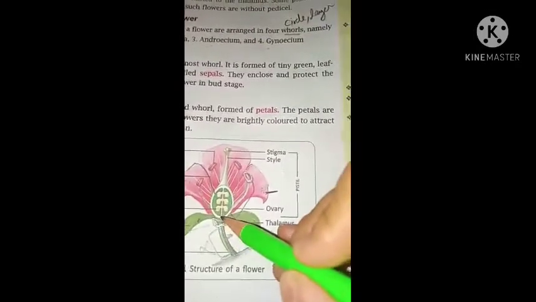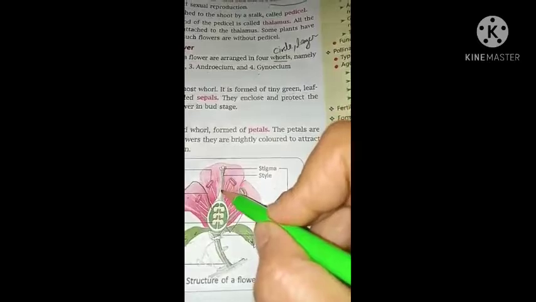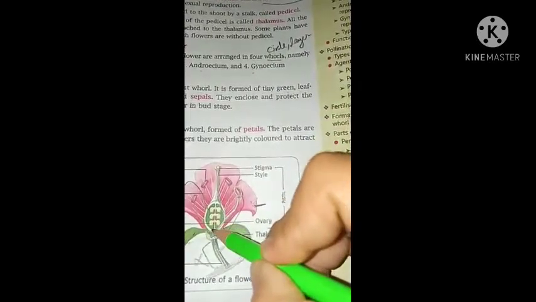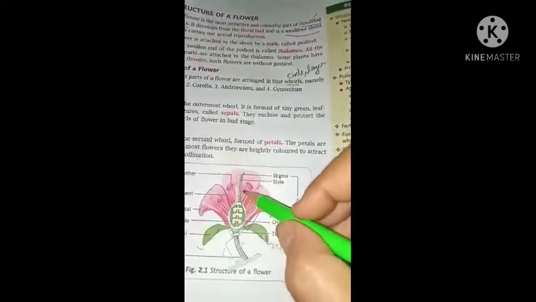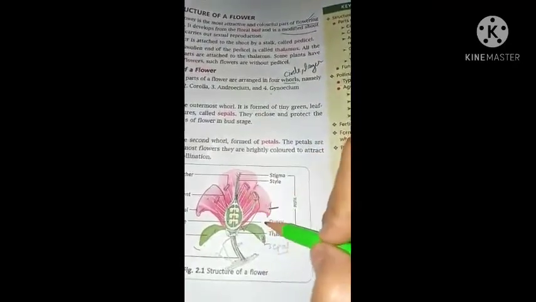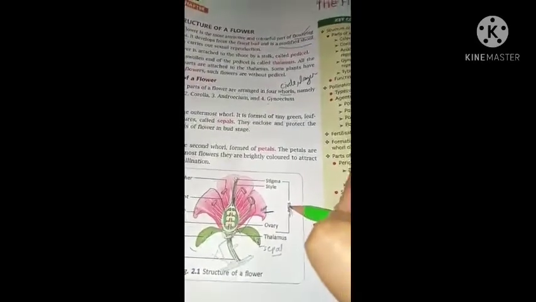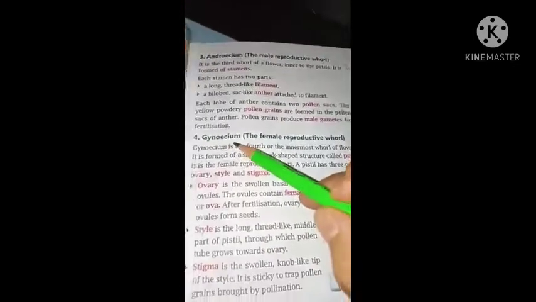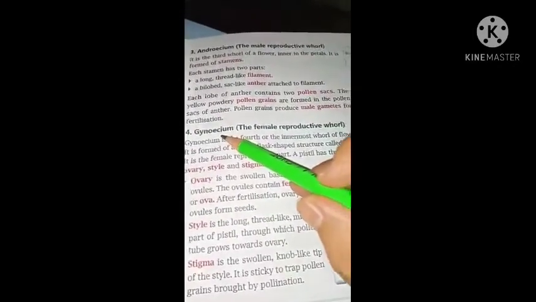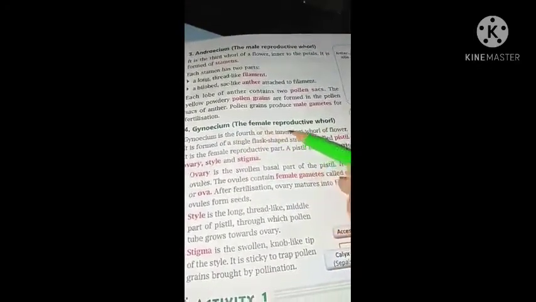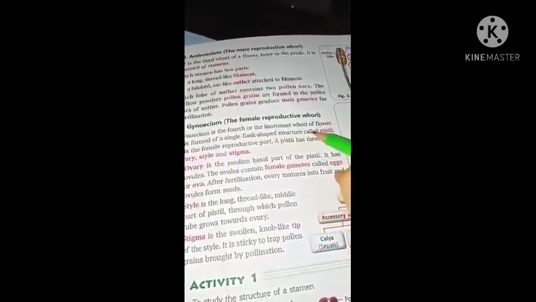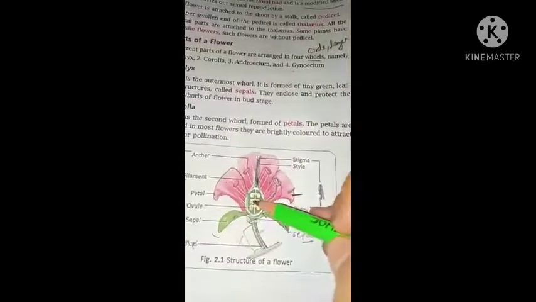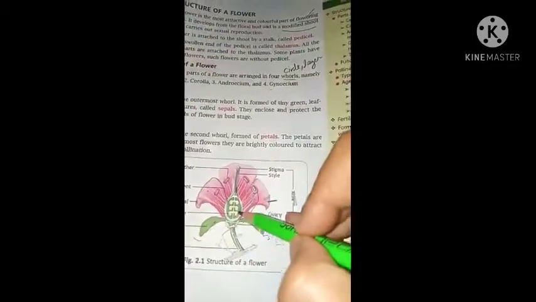Gynoecium, here in this flower you can see this one structure in the center. This structure in the center is called gynoecium. It is the female part of a flower. Each part of gynoecium is called a pistil, and all the pistils together are called gynoecium. It is the female reproductive part. Gynoecium is the 4th and the innermost whorl of the flower. You can see here it is located in the center of the flower.